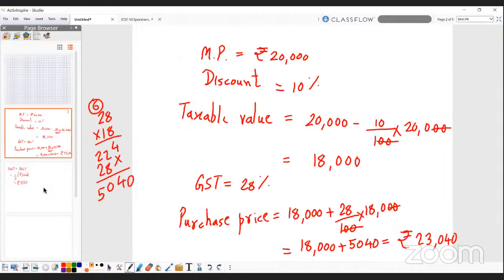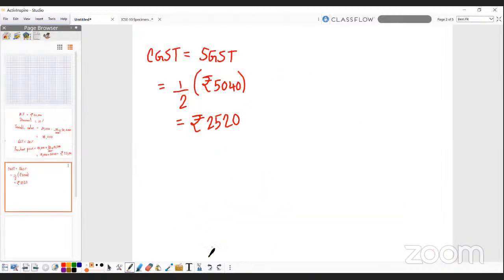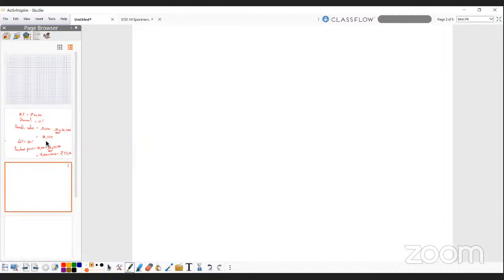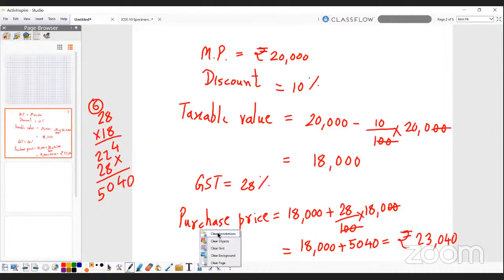This was a question related to GST. Sometimes students do silly mistakes like they directly apply the GST on the mark price and get a wrong answer. So first see whether there is any discount. Take that discount into consideration and then calculate the GST on that. Okay. Next, question number 2.